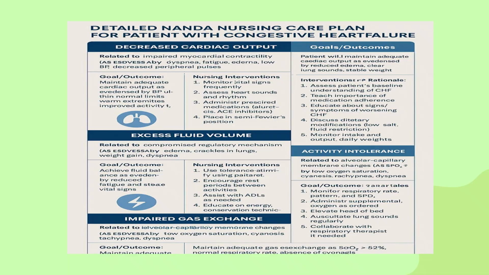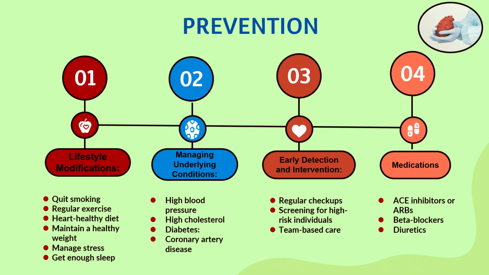I have given a detailed NANDA diagnosis with their outcome and nursing intervention. So you can see, I've given the major ones, that is your decreased cardiac output, your excess fluid volume, impaired gas exchange, and your activity intolerance. These are your basic four, important four. So you can just go through them whenever you have time as to what you can do.